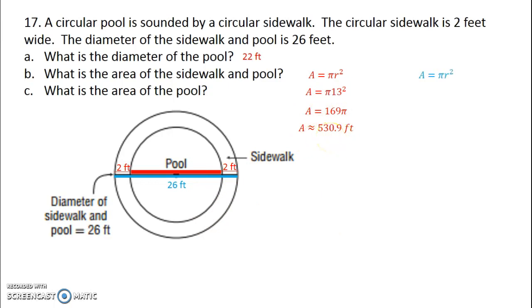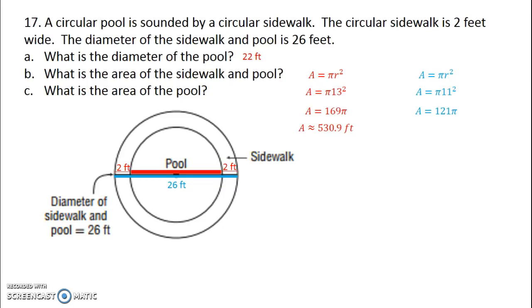Then it asks for the area of the pool. Well, the pool is also a circle. We just need the radius of the pool. The radius of the pool would be 11 because we said earlier that the diameter of the pool was 22. So half of your diameter is your radius. If I just take care of my non-pi numbers, if I just square 11, I get 121. So in terms of pi, the area of the pool would be 121 pi.